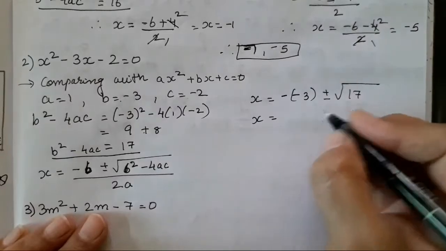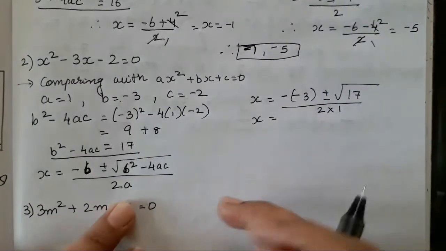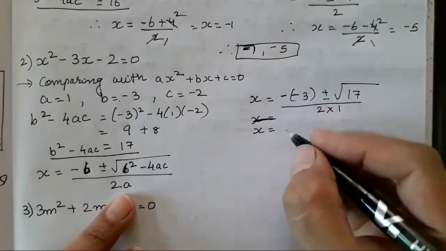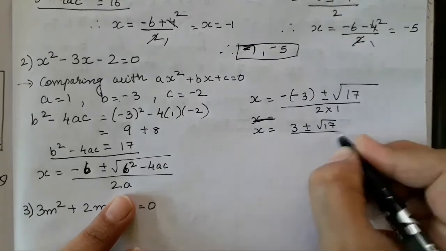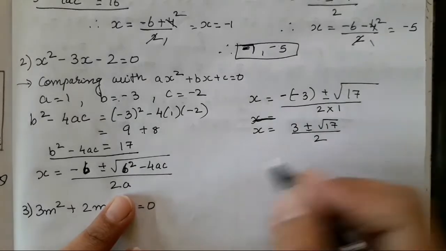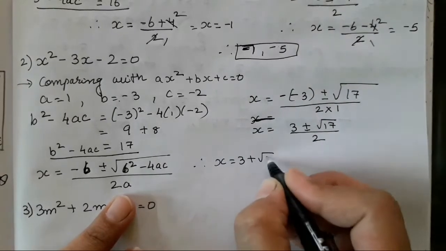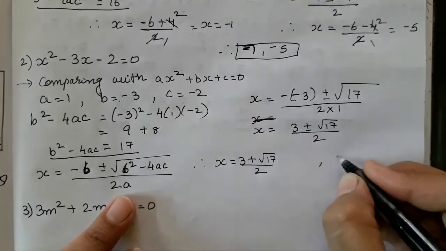X is equal to, this is left, so 2 into 1. 2a we have forgotten. So x is supposed to be minus and minus is going to be plus, plus and minus root 17 over 2 ones are 2. Now we have to take once plus and once minus. So therefore x is equal to 3 plus root 17 upon 2. This is your first answer because nothing is going to get reduced.